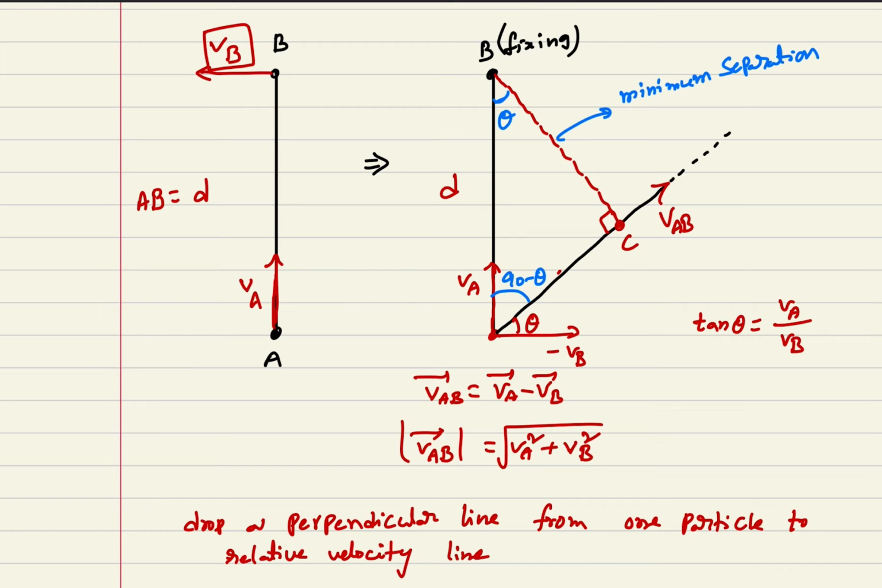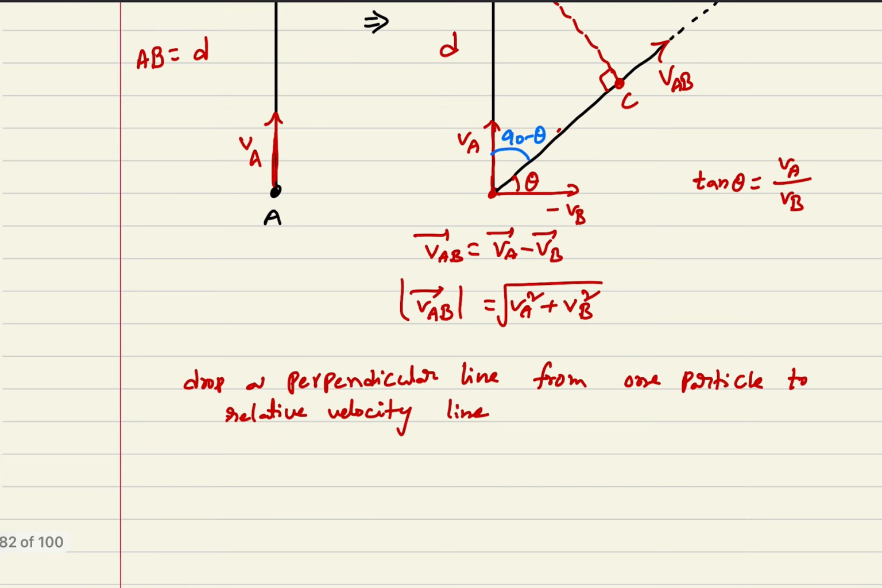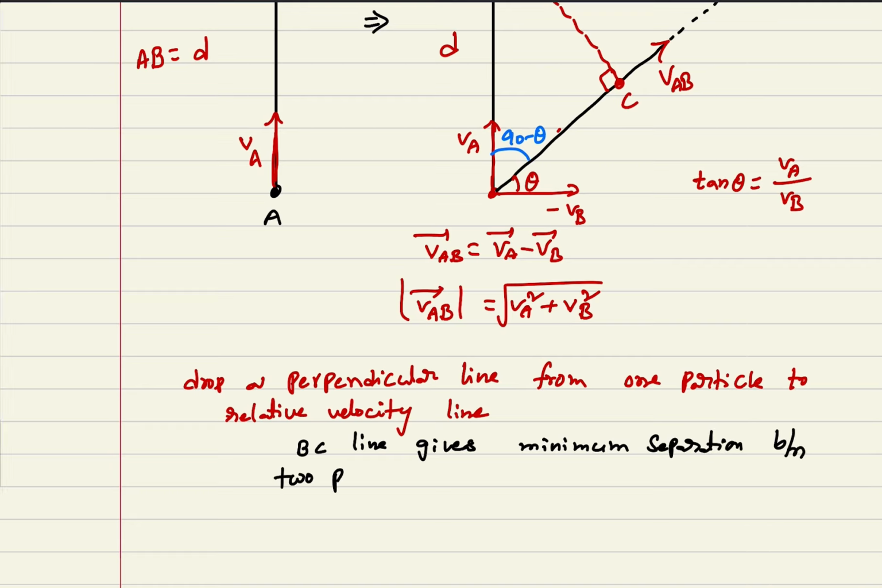Minimum separation. Okay, I am writing here minimum separation. You can see it: drop a perpendicular line from one particle to the relative velocity line. That BC line gives the minimum separation between two particles.